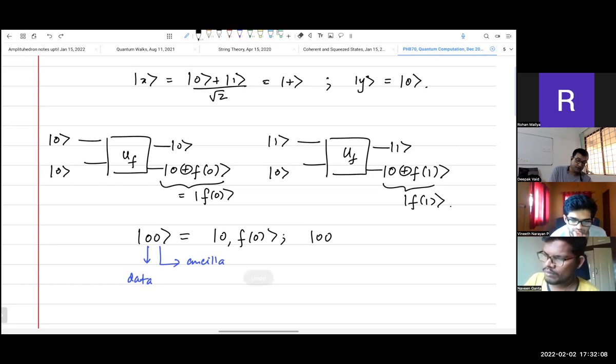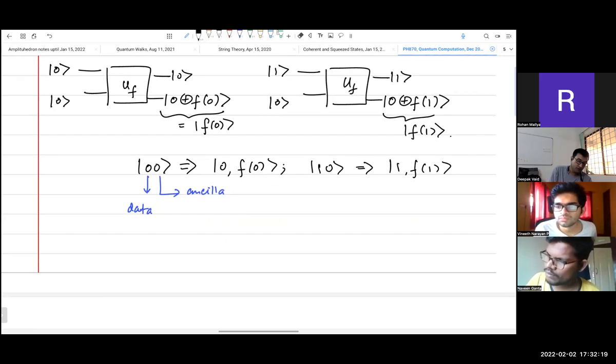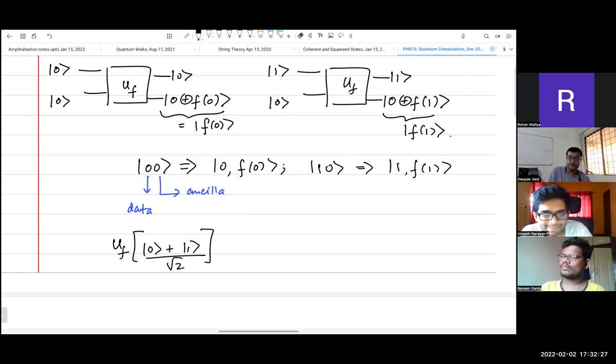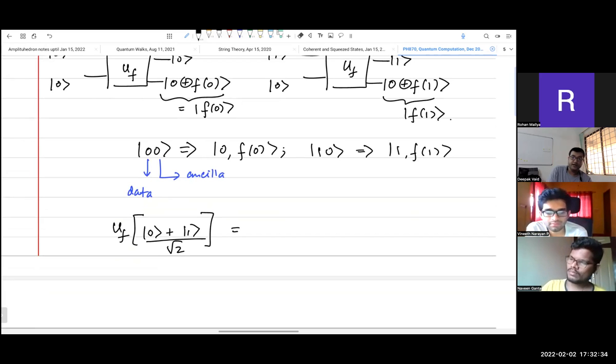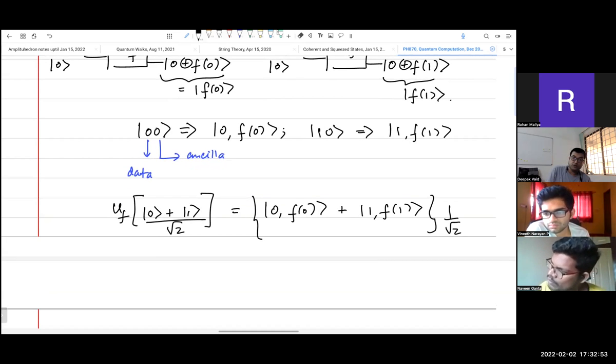and if it's 1, 0, your output is 1, f(1). Okay. So then what is the result of the unitary acting on a superposition? This is your data qubit and it's in this superposition. Well, the answer is that you will get a linear combination of these two possibilities. So you will get 0, f(0) plus 1, f(1), divided by root 2. And what is this telling us? This is an example of quantum parallelism in action.